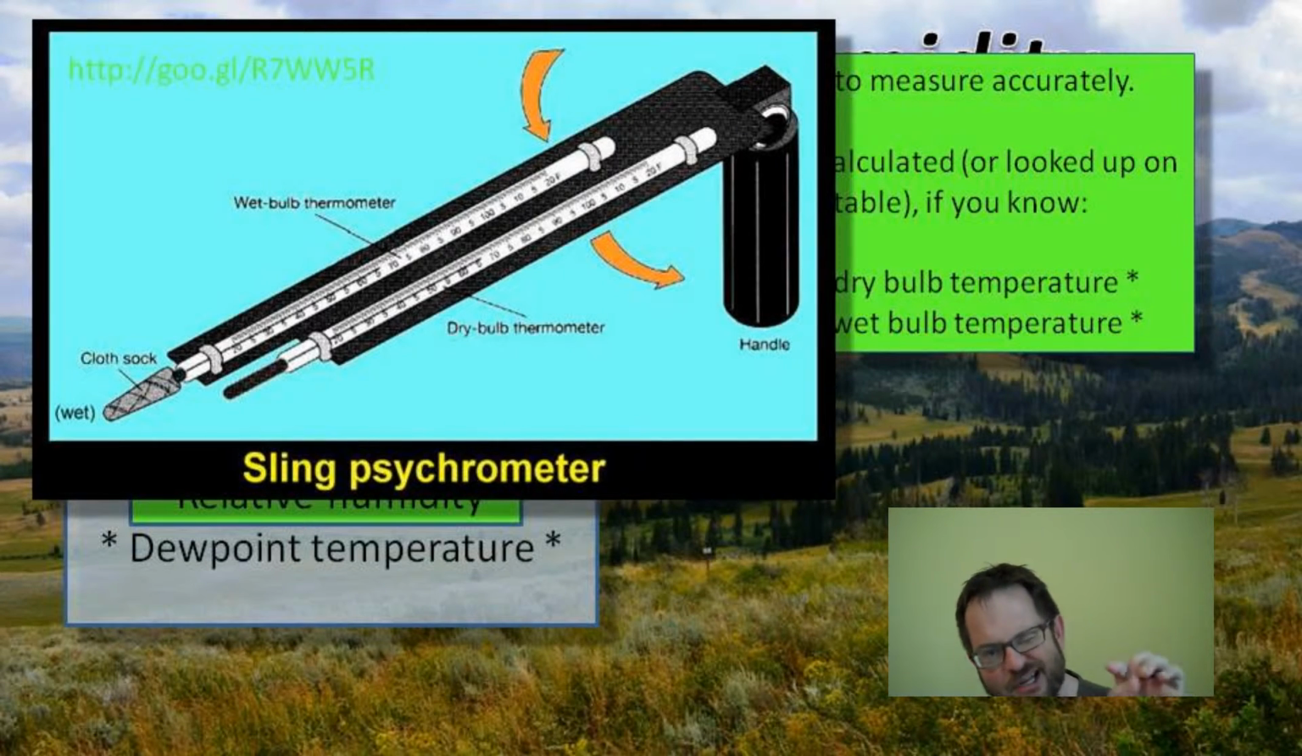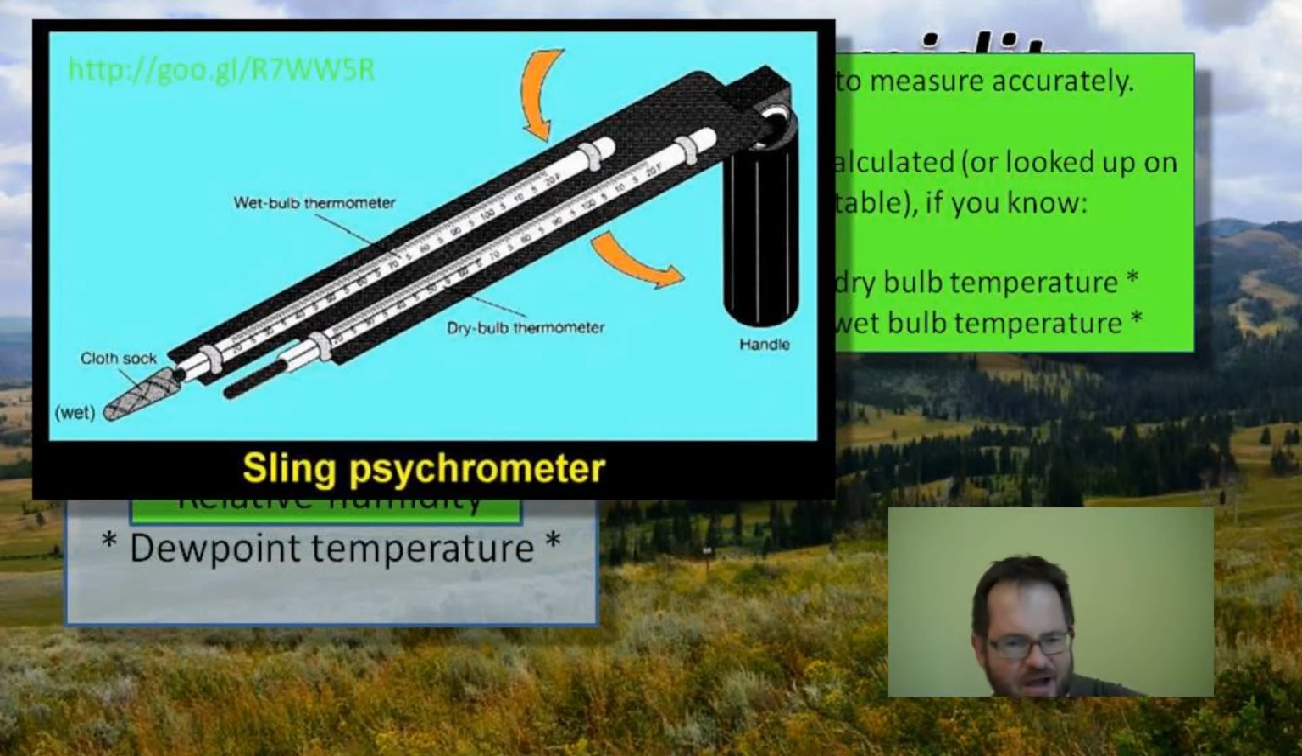The other one is going to have a little cotton sock on the end of it. I've always heard it called a footy, but whatever. Anyway, it's a little cotton sock on the end of it, and you get it wet as you swing. That's why that one's called the wet bulb thermometer, because the bulb is wet.